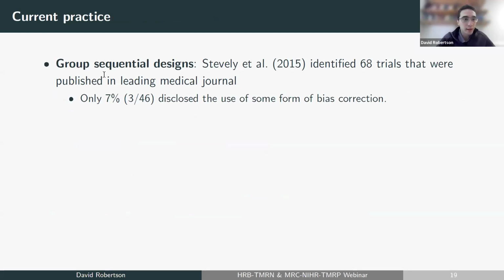In our paper, we also had a look at what's done currently in practice when it comes to using or reporting these unbiased or bias-reduced estimators. It's a few years old now, but there was actually a previous review by Steve Lee et al. looking at group sequential designs, and they looked at 68 trials published in leading medical journals. And this was 10 years ago, but only about 7% of those trials used some form of bias correction when they reported estimates. I guess it would be interesting to see now, 10, 11 years later, whether that figure has gone up.